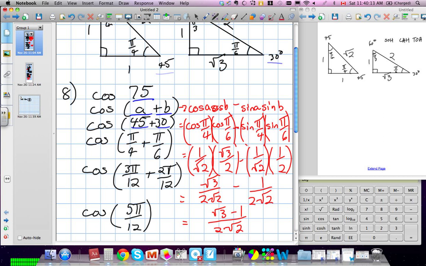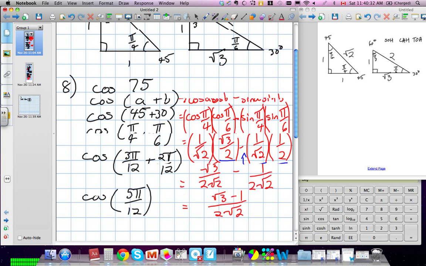Cos AB is equal to cos A times cos B minus sine A times sine B. Cos pi over 4, when we looked at our special triangles, gives us 1 over root 2. Cos pi over 6 gave us root 3 over 2, and sine pi over 6 gave us 1 over 2, subtracted by 1 over root 2. We figured those out from our special triangles.